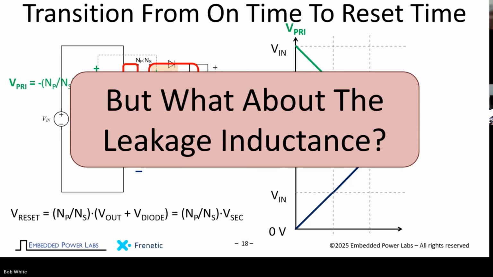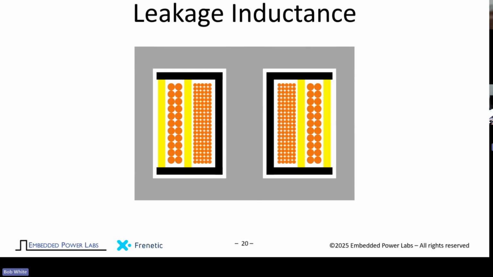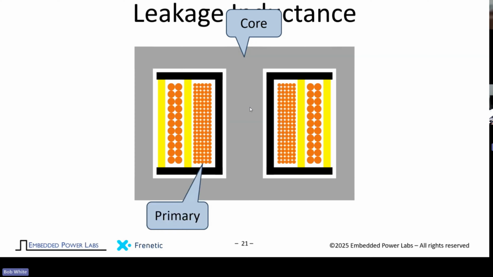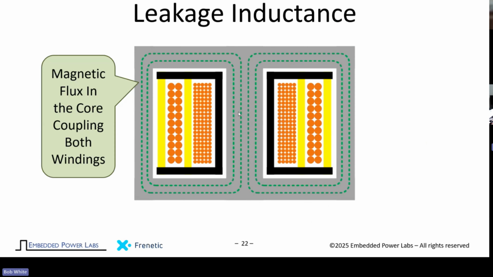Now, when we bring the leakage inductance into the picture, it gets quite a bit more complicated. But what do we mean by leakage inductance? Here's a cross section, we're going to see this later. We've got the core, the primary, the bobbin here, the secondary, and some insulating tape between the windings. We've applied some positive volt-seconds to the primary. We've stored some energy. We now have flux in the core. We have energy stored in this inductance.